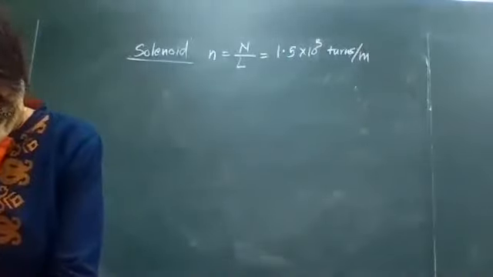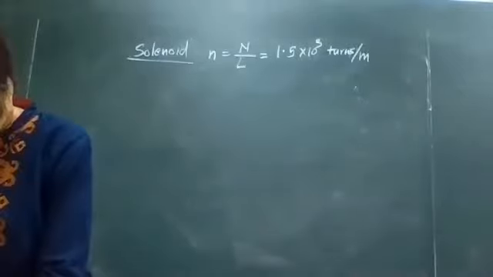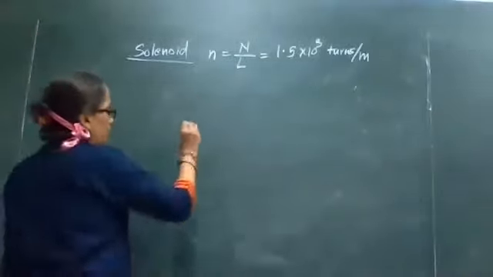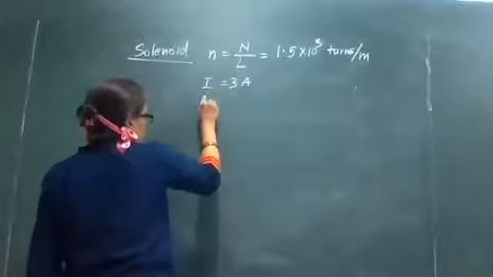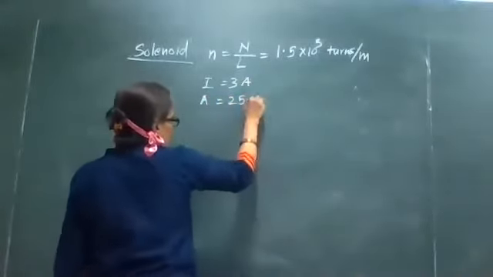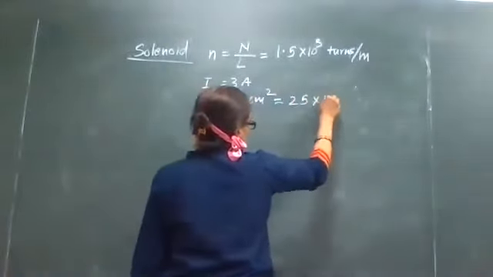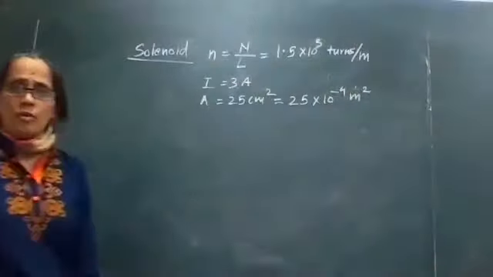Cross-sectional area of each turn is 25 centimeters square and the coil consists of 150 turns, tightly wound around the center of the solenoid. Calculate for the current of 3 ampere in the solenoid. So you have the given current 3 ampere, area is given 25 centimeters square. I can convert 25 centimeters square into meters: 25 into 10 raised to minus 4 meter square.